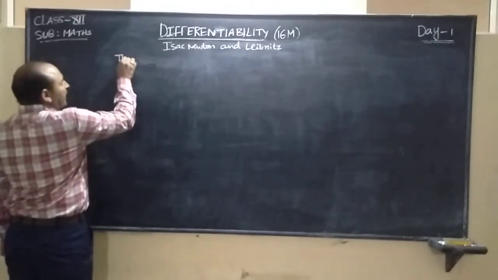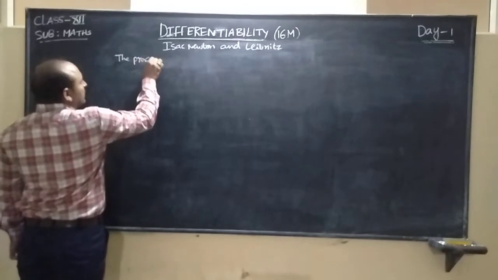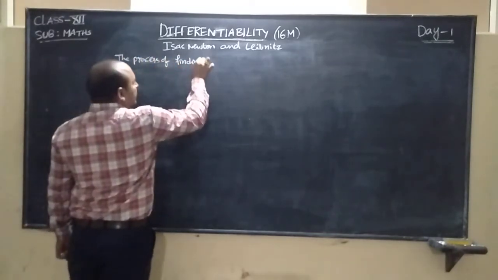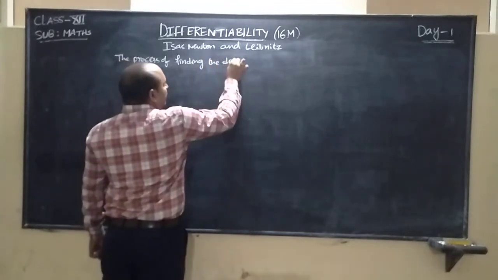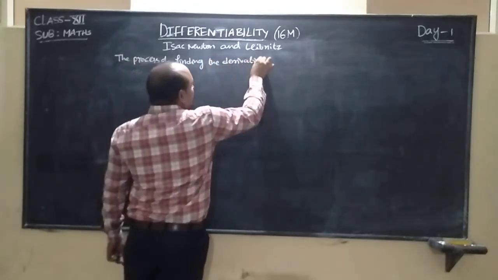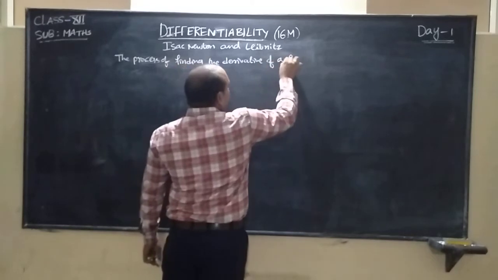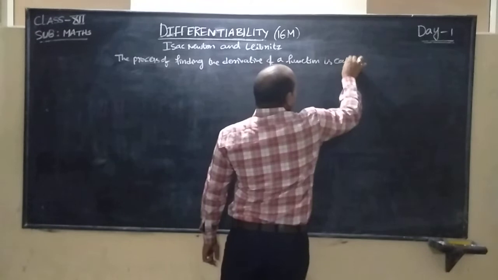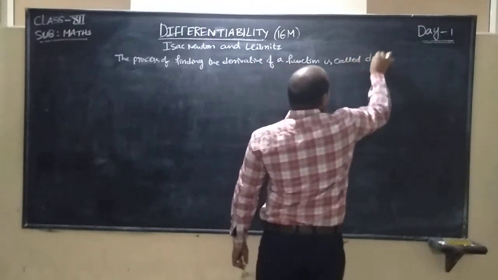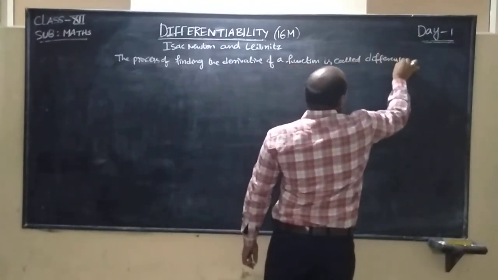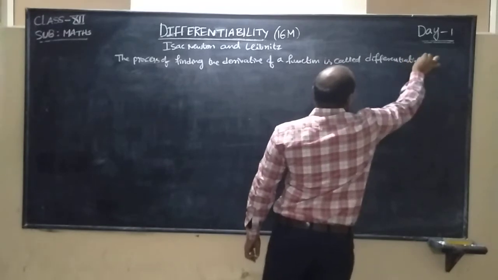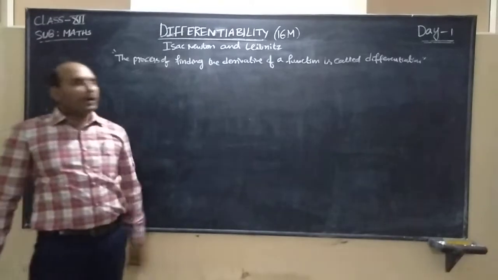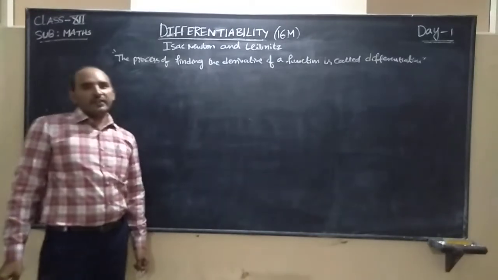The definition of differentiation or differentiability is given here. The process of finding the derivative of a function is called differentiation or differentiability.